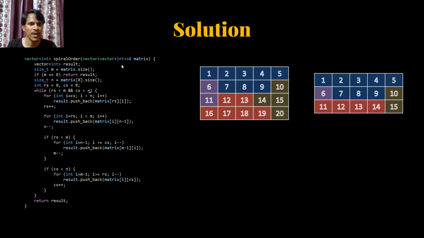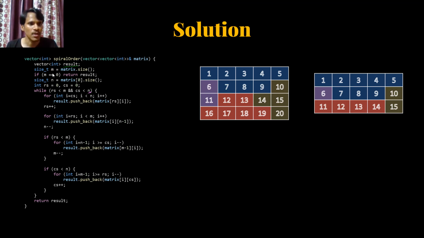So we are given a matrix of size m cross n, and we have to give the spiral order traversal of this matrix. For doing so, we will be using 4 for loops. Each for loop will maintain a row or a column in the spiral order traversal. Okay, so we have to return a vector result which will contain the spiral order traversal.